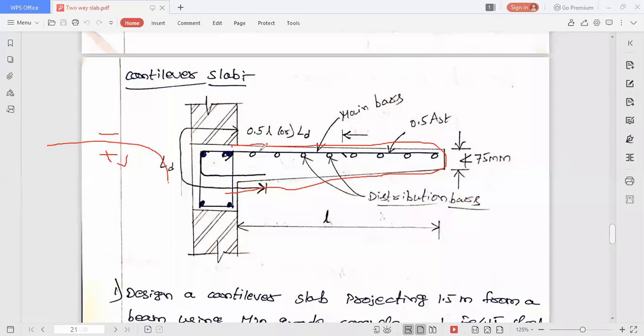And wherever we can see a dot here, all these dots are called distribution bars. Why does the term distribution bars come? Before that, once recall what you mean by a one way slab.